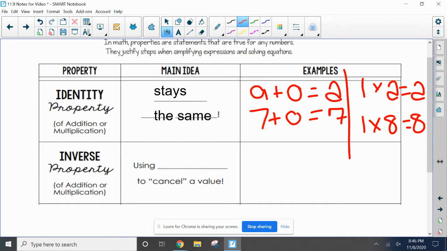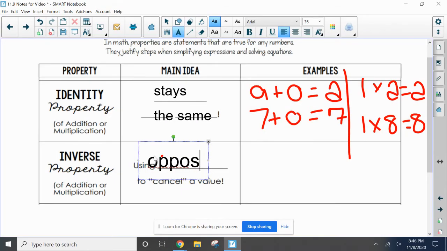So the inverse property we talked a little bit about when we were learning about our integers. It's using the opposite to cancel a value. So we talked about the inverse property, and I'm going to type it again, just because I feel like it's a little bit neater. All right, using the opposite. All right, back to my train of thought. We talked about this when we were learning about integers.